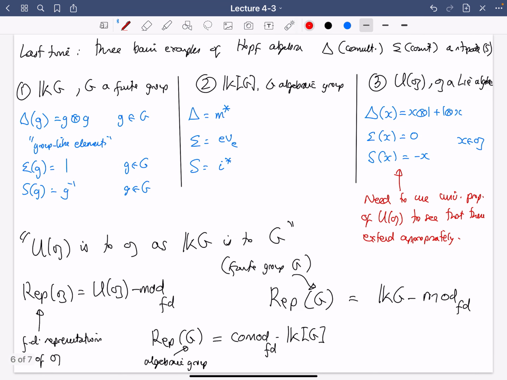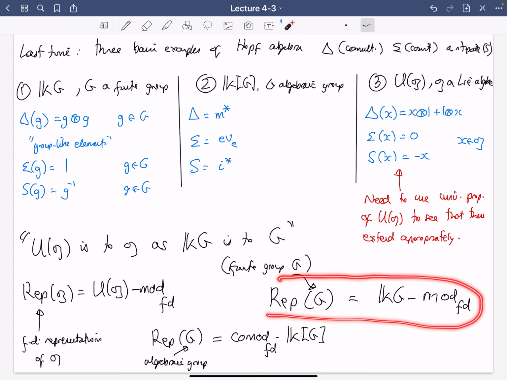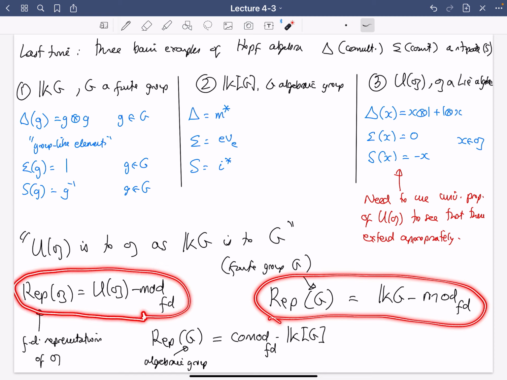So back to the three main examples. The coordinate algebra of a finite group, look, it's co-commutative because that's symmetric when you flip. The universal enveloping algebra of a Lie algebra, that's a co-commutative Hopf algebra because if you flip the tensors, well, you get the same thing. That's the co-commutativity. So these two categories, representations of a finite group or representations of a Lie algebra, are both examples of symmetric tensor categories because they're modules over co-commutative Hopf algebras.